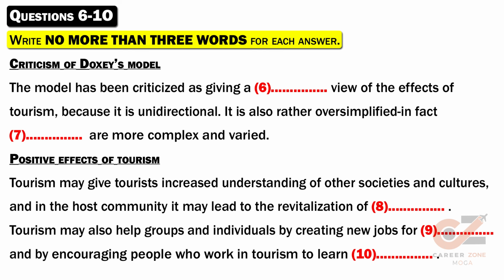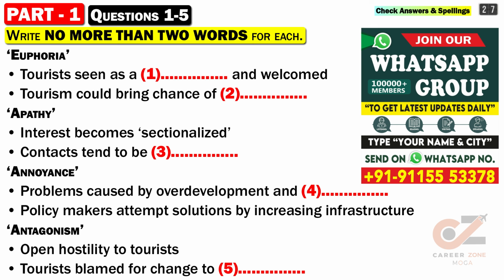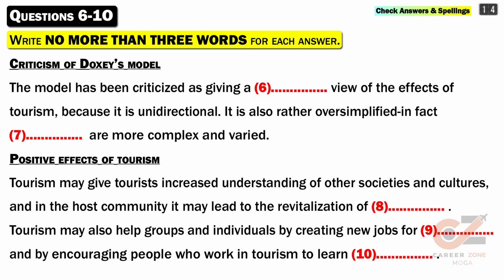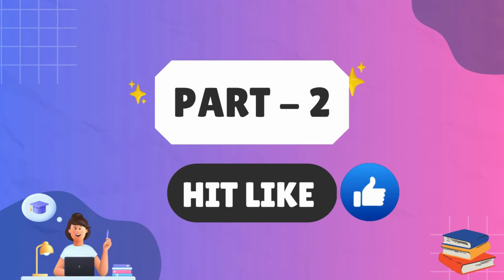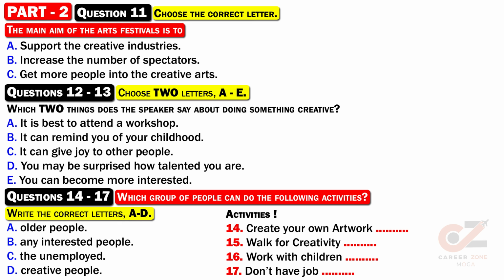That is the end of part one. You now have half a minute to check your answers. Now turn to part two. Part two. You will hear a presenter on a radio show. The presenter is talking to the organiser of an arts festival. First, you have some time to look at questions 11 to 17.